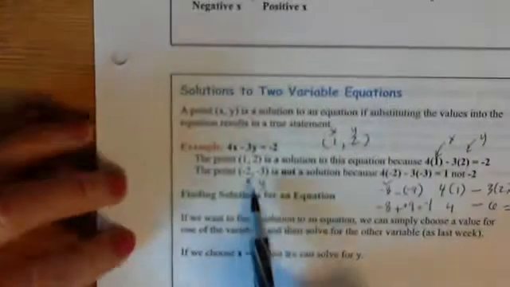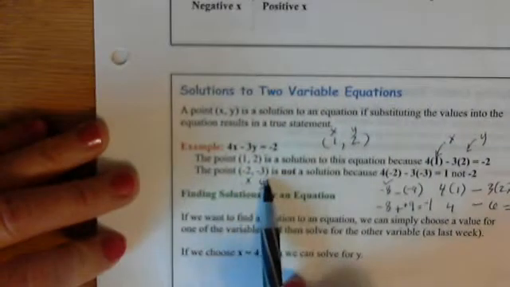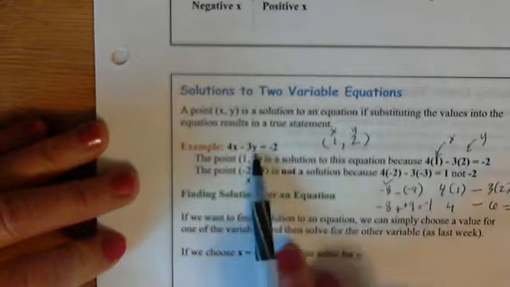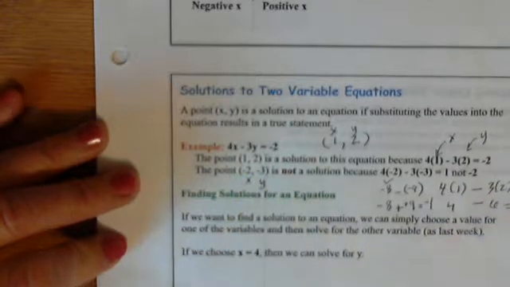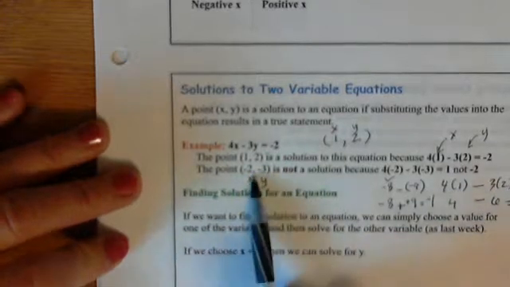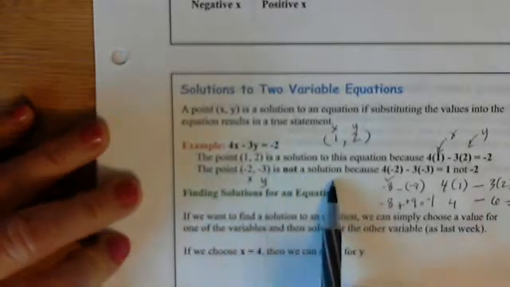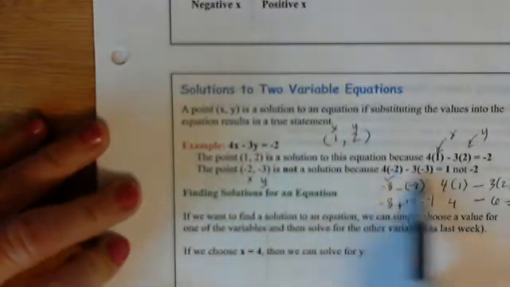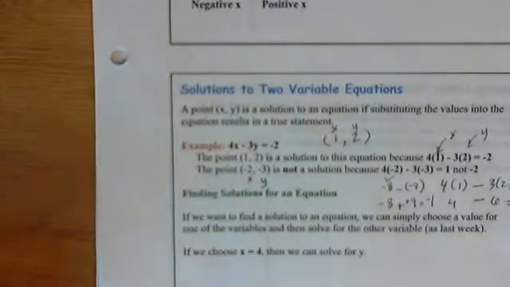So what I find out when I try to substitute the pair (negative 2, negative 3) in for x and y, I do not get a true statement. Therefore, the point (negative 2, negative 3) is not a solution of the equation because it just doesn't work to produce a negative 2.